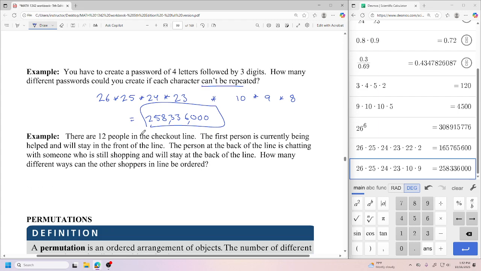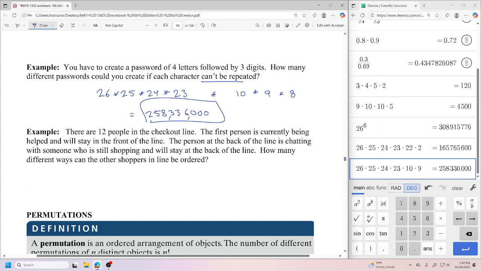Gosh. So there's 12 people in a checkout line. The first person is being helped and will stay in the front. The person in the back is talking to somebody else and not actually going to stay in line. Out of the other people in line, how many different ways can you reorder them?